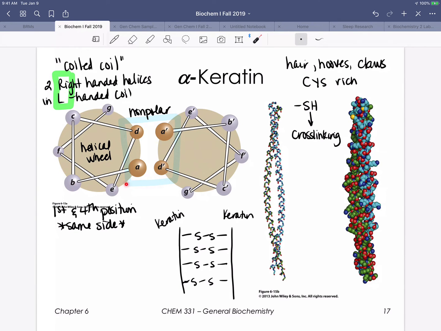Another important piece to think about here is when we have alpha helices, and we start, for example, at position 1.